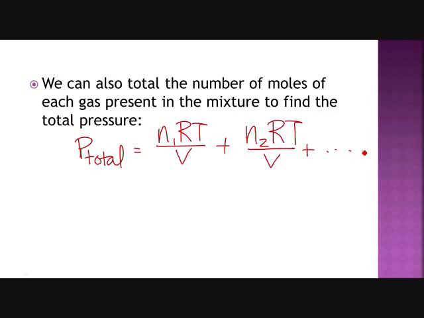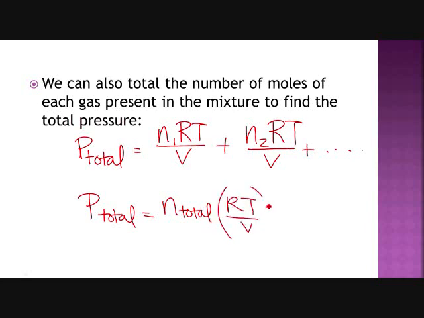And this can be condensed down to help you, where the P total would be equal to the N total, so the total number of moles, each type of gas added together, times RT over V. Because in a certain situation, the temperature isn't going to change if it's just one condition. The R never changes, and the volume of the container won't change because all of the gases are mixing together inside that total volume. So that would be another way to use this equation.